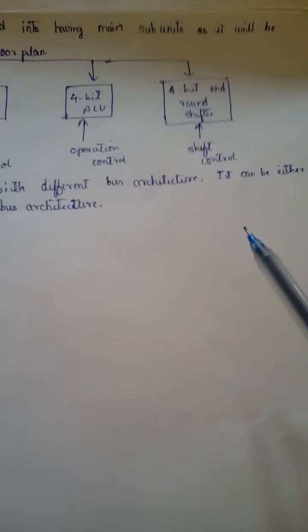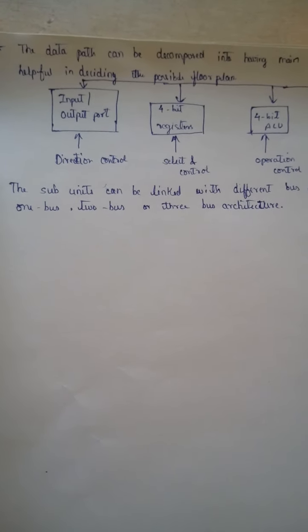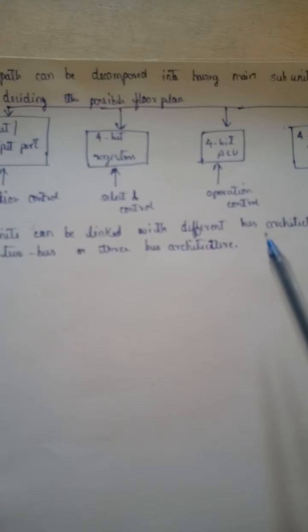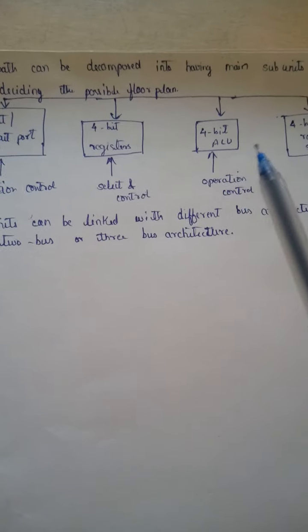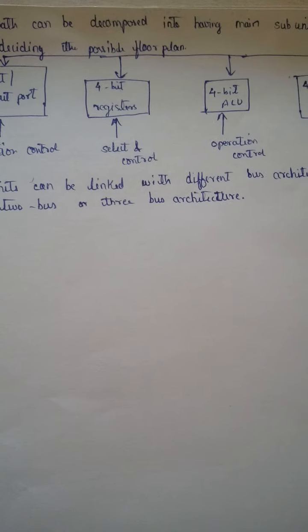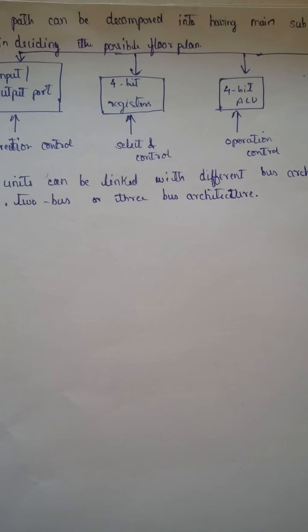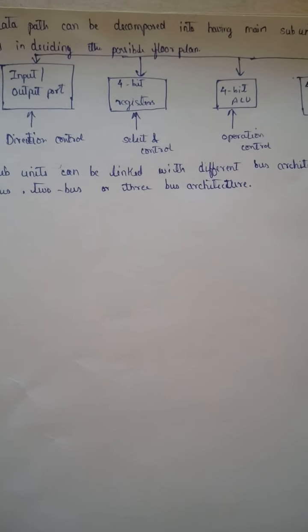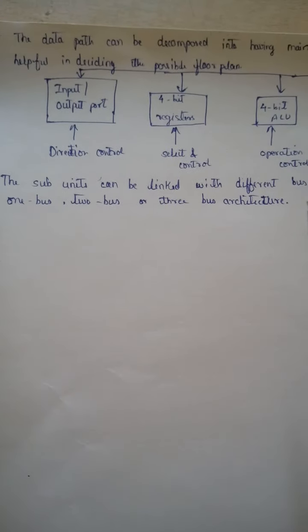See, this can be used to make different bus architectures. The bus architecture can be divided as 1 bus, 2 bus, or 3 bus architecture, which we will see in the upcoming video. So basically, what is a bus? A bus is nothing but a set of input and output lines, or the wires, which will be used for the communication of data from one place to another place, right? So based on this, you have 1 bus, 2 bus, or 3 bus architecture.